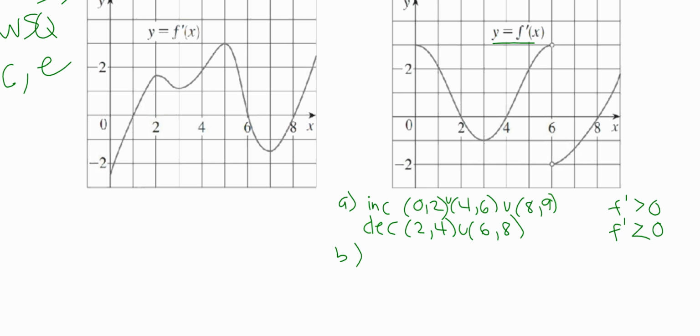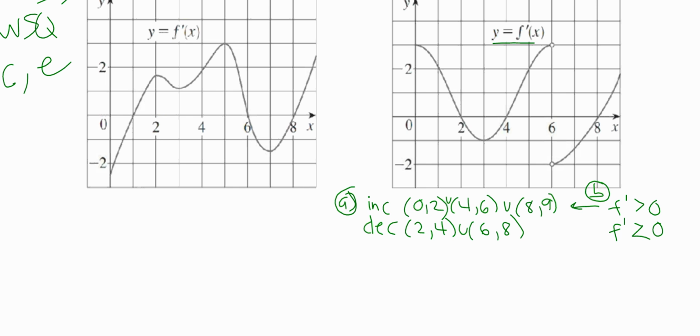On what intervals is f prime of x greater than 0? Well, I just answered that, so I'm going to write that there. Okay, good. We got that one. How about part C? At what values of x does f have a local max or min?